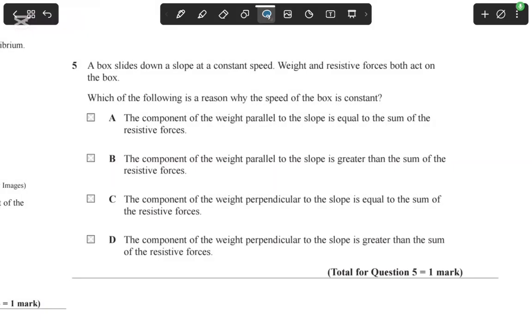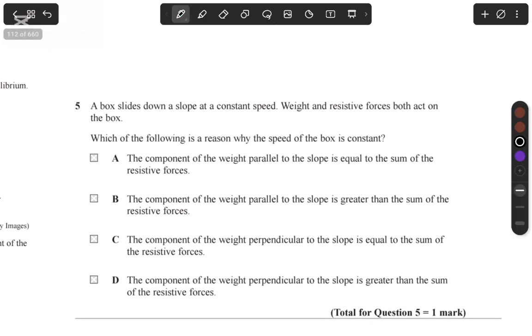Question number 5 says a box slides down a slope at a constant speed. That means that the forces must be equal. The resultant force must be equal to 0. Weight and resistive forces both act on the box. Which of the following is the reason why the speed of the box is constant?